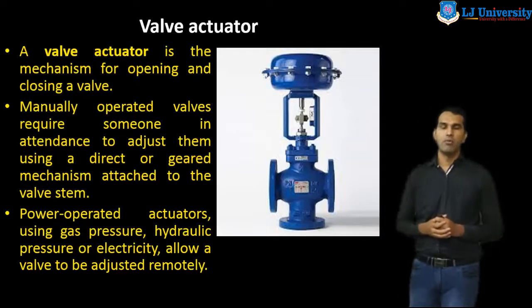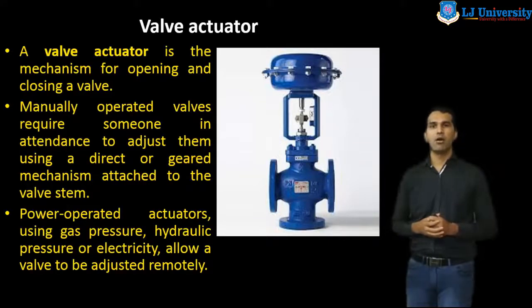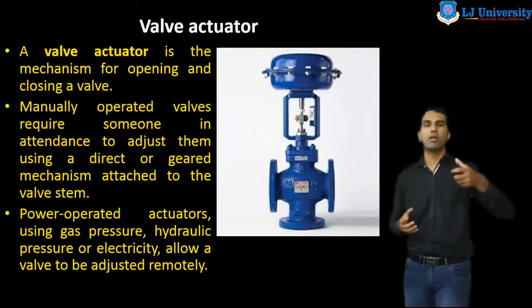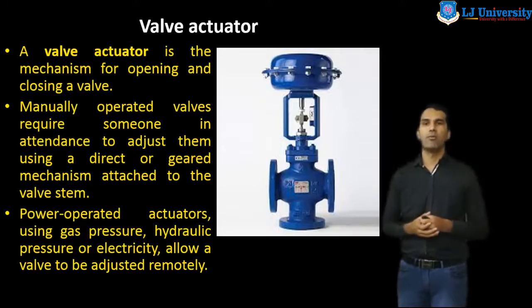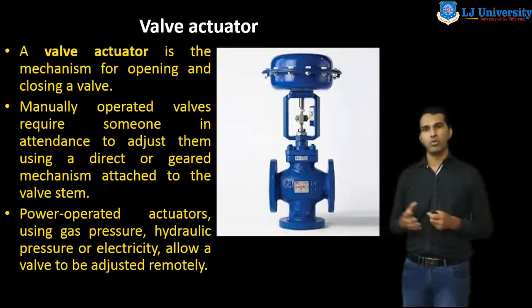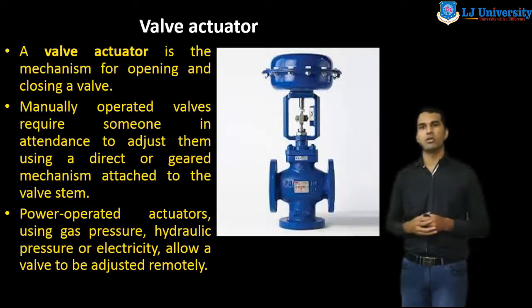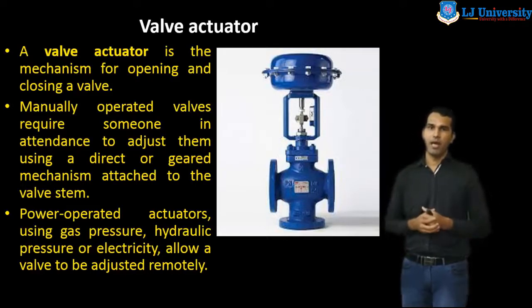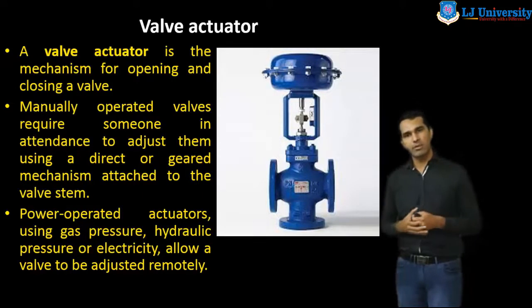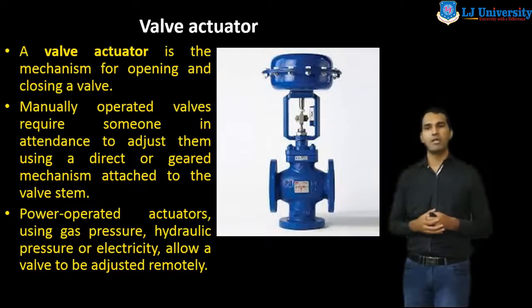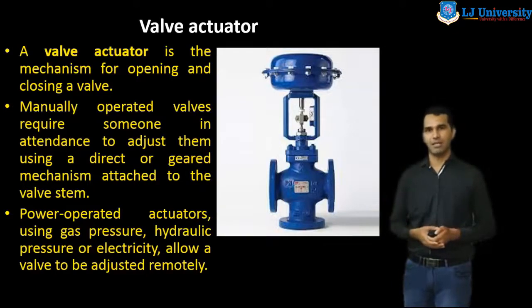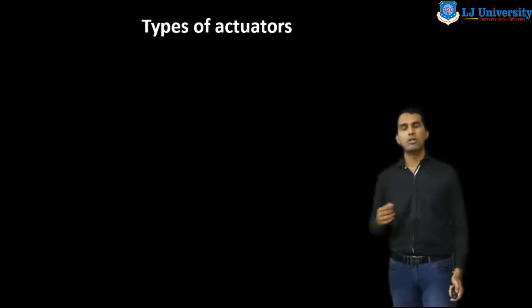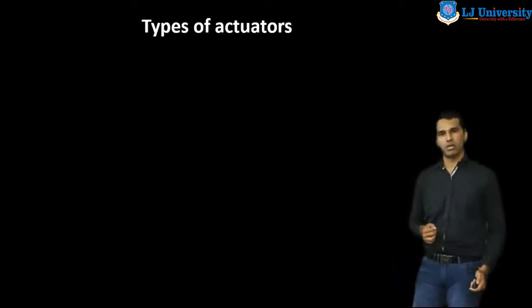That means we can provide the opening and closing of the valve in two ways. First one is manually, that means we can manually open and close the valve. And second, we can operate the valve remotely with the help of gas pressure or hydraulic pressure or by using electricity. So now we discuss the types of actuator.